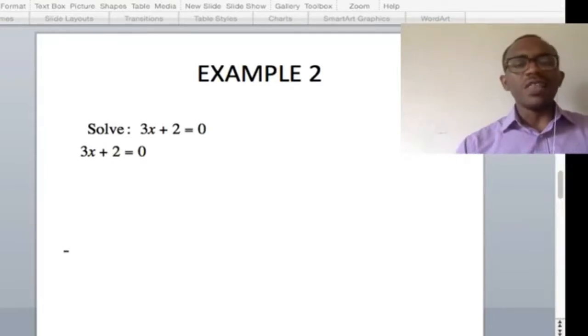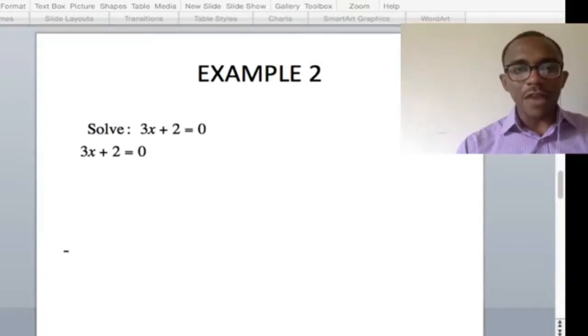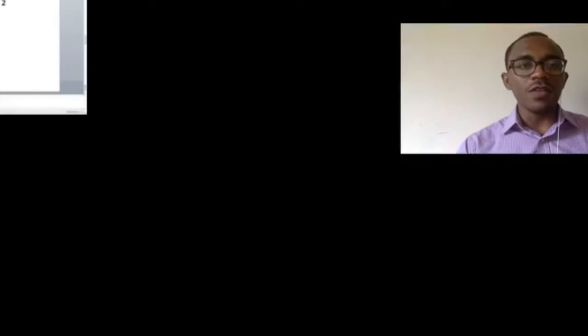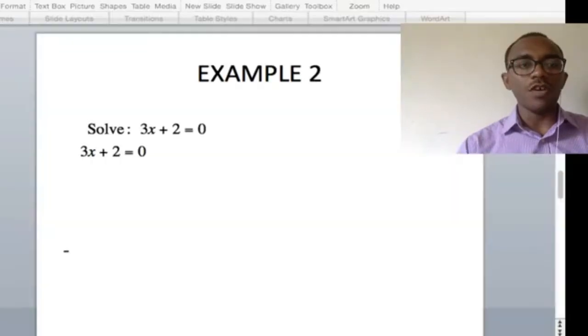So now, is everything that we are solving for on one side? What are we solving for? We're solving for x. Do we have all the x's by themselves on one side? Not quite, because this is 3x, this is 2. 2 is not related to x. So the first rule is not checked yet. So we have to apply that. We're going to first move 2 to the other side.